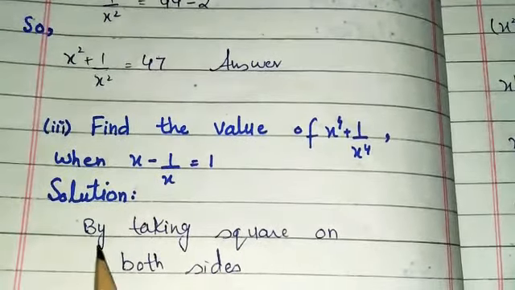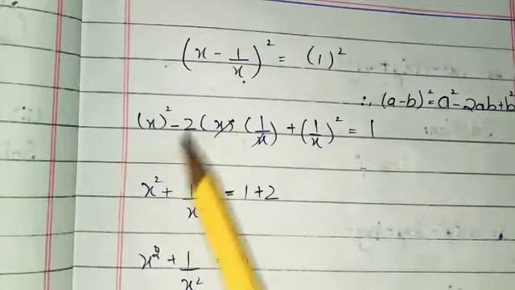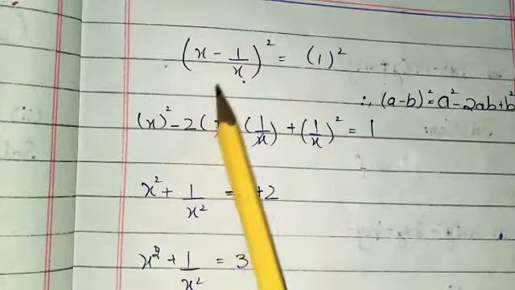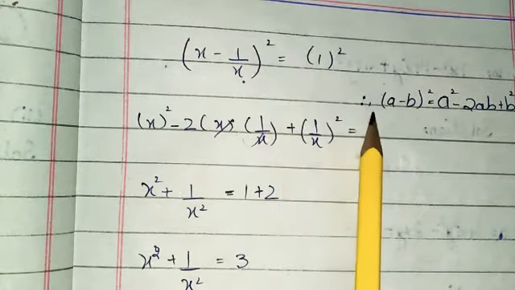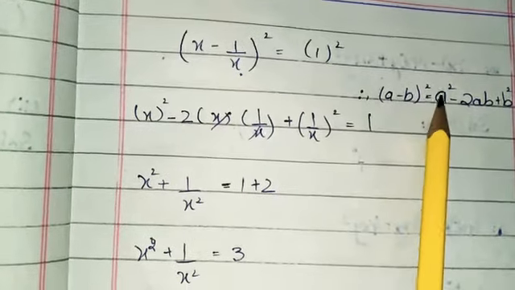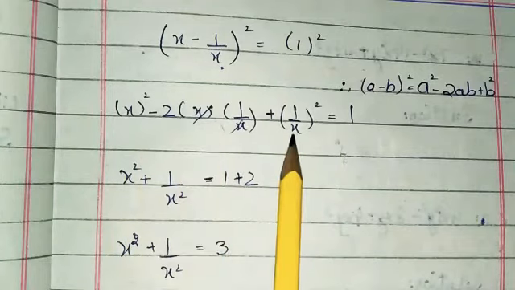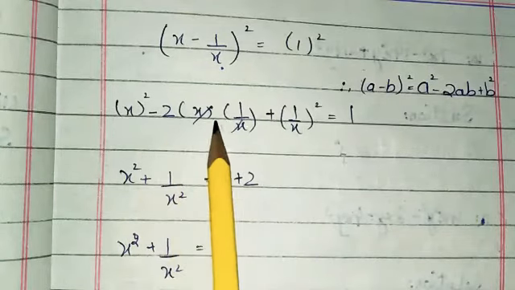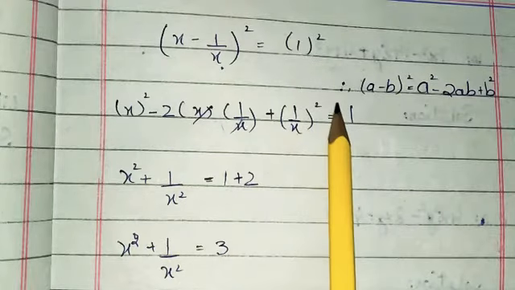Let's start the solution. We will write by taking square on both sides. X minus 1 over x whole square is equal to 1 square. 2 terms having negative sign and having whole square, so we will use formula a minus b whole square is equal to a square minus 2ab plus b square. It means square of first term, then square of our second term, minus 2 formula, first term into second term is equal to 1 as it is, because 1 square is equal to 1.